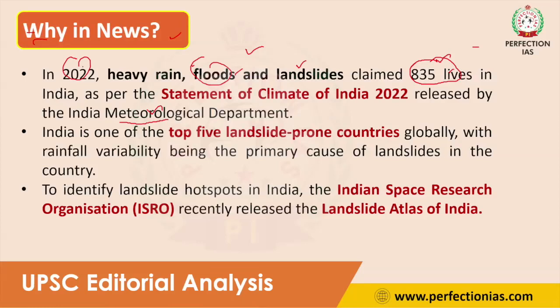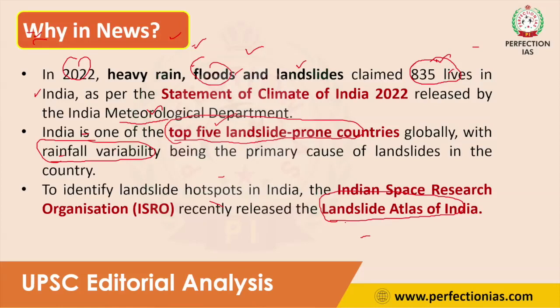Globally, India is one of the top 5 landslide prone countries. This is due to rainfall variability in India. In a particular year, rainfall will be heavy, and in another year rainfall will be very less. Because of this rainfall variability, India is facing frequent floods and landslides. To mitigate landslides, ISRO recently released the Landslide Atlas of India, and because of this atlas, this topic was in the news.